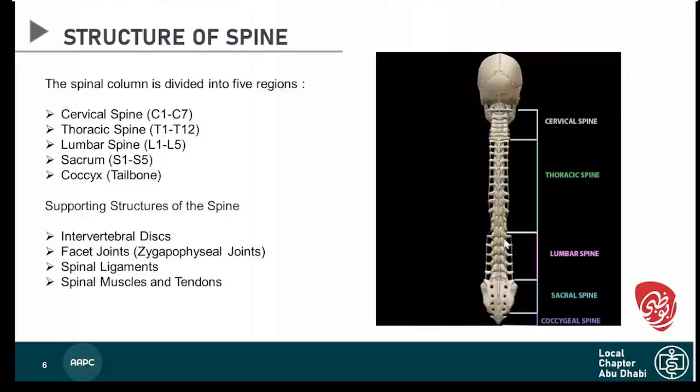So these vertebrae are large when compared to other vertebrae. These lumbar vertebrae are large blocks, and the main function of the lumbar spine is to provide structural stability, and it also helps in weight bearing. Okay, so this is about the lumbar spine.